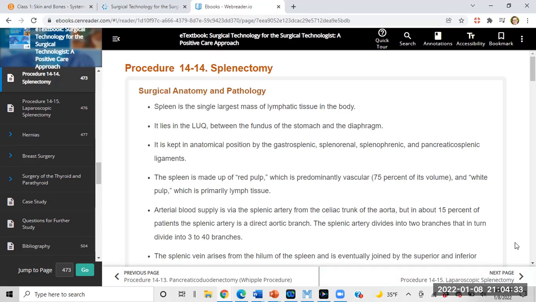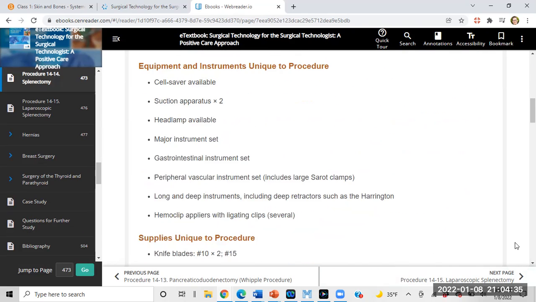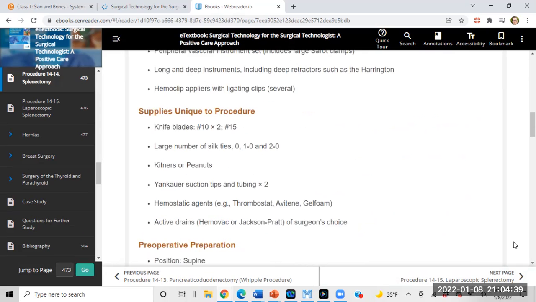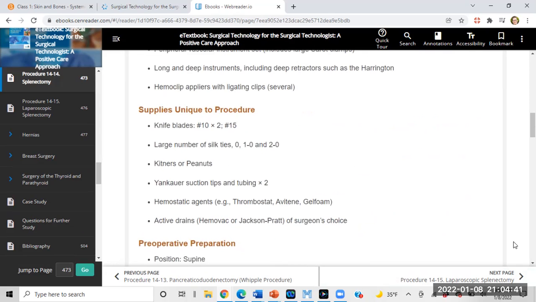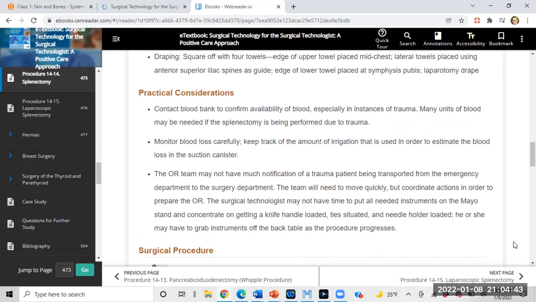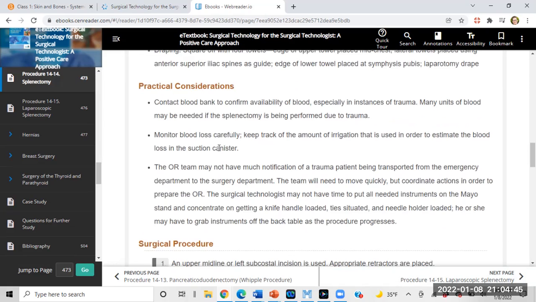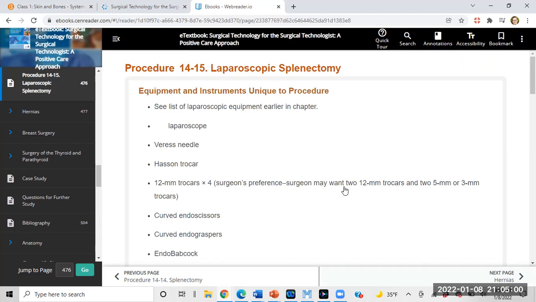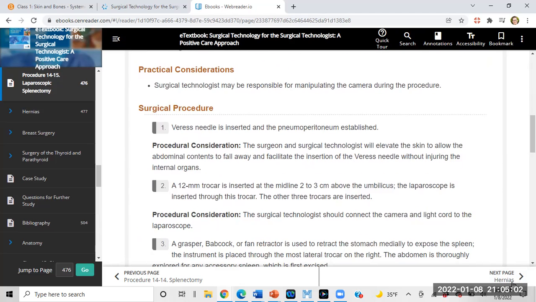All right, splenectomy. We talked about that while that is done. Here's all the pre-op stuff, equipment that's used, unique supplies, physician. And you can see here, contact blood bank. Confirm availability of blood because there may be a need for blood. And then it can also be done laparoscopically. So here's the laparoscopic splenectomy.